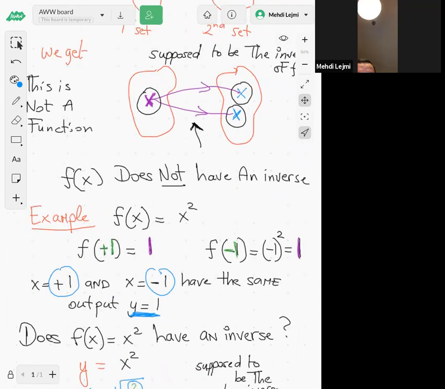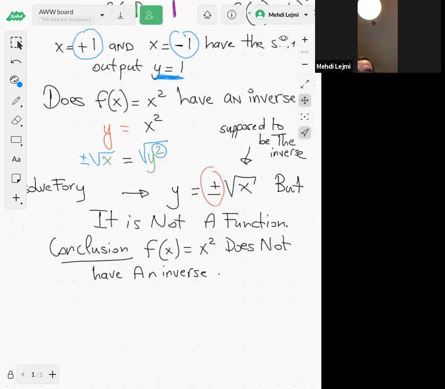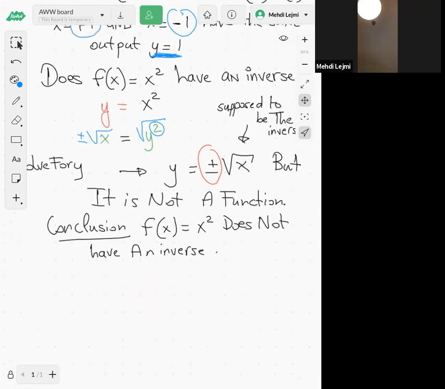So the problem is, if you have a function where two inputs have the same output, then the function doesn't have an inverse. Okay, so this is a very general statement.